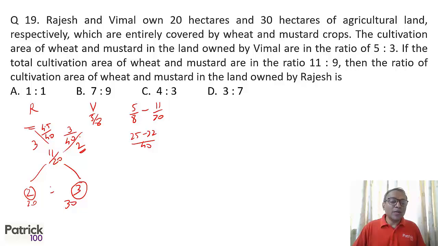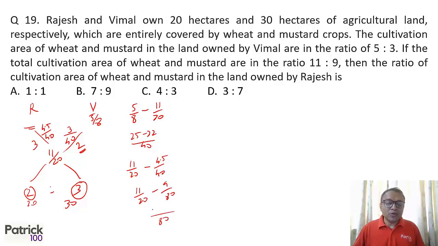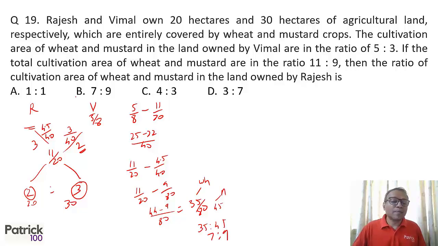So R will be 11 upon 20 minus 4.5 upon 40. You can take it as 11 upon 20 minus 9 upon 80. So this becomes 44 minus 9, which becomes 35 upon 80. So 35 is the wheat, and the rest, which is 45, will become mustard. So the ratio is 35:45, which is 7:9. B option.